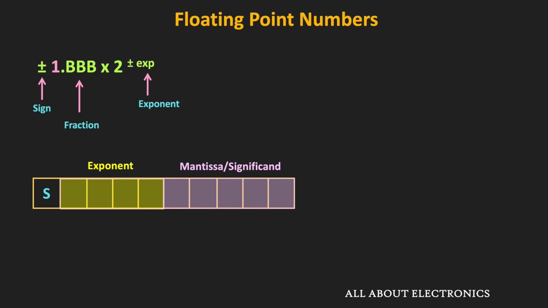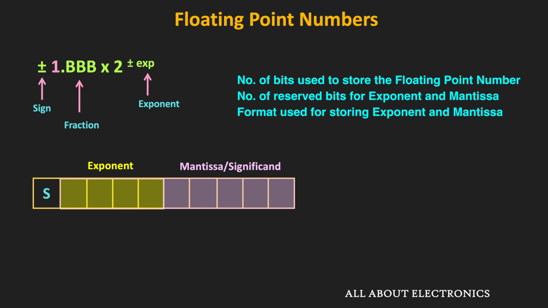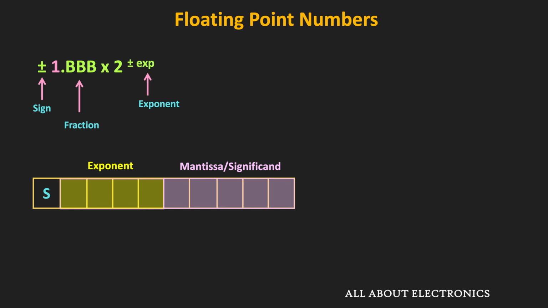Now for storing this floating point number, a certain standard has been defined. This standard defines in how many bits this floating point number will be stored, and out of the total number of reserved bits, how many bits will be used for the exponent as well as the mantissa. Apart from that, it also defines in which format this mantissa and the exponent will be stored. Because this exponent can be either positive or negative, it should be stored in such a way that both positive as well as negative numbers get covered. So IEEE 754 is one such standard which is commonly used for storing floating point numbers.